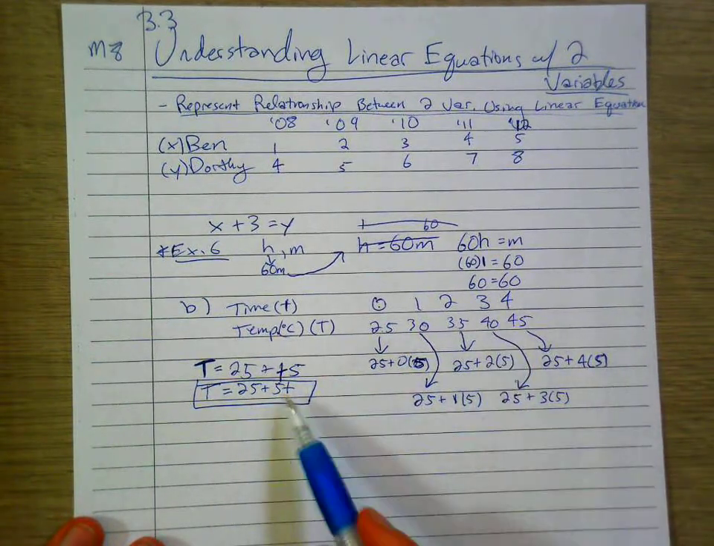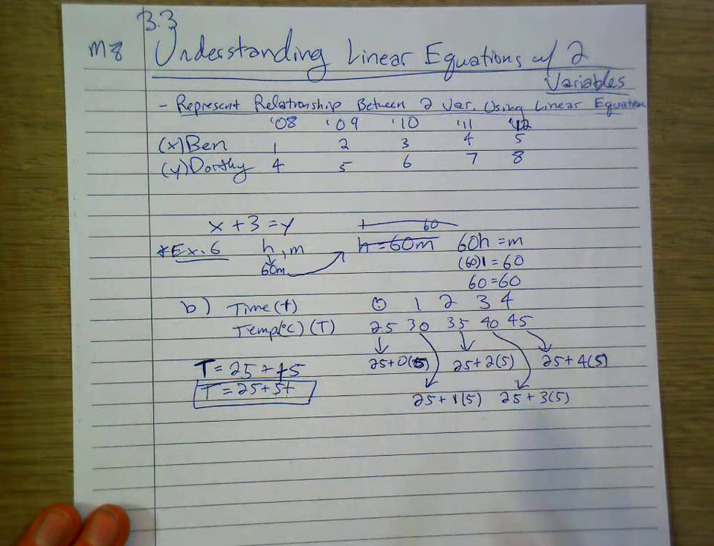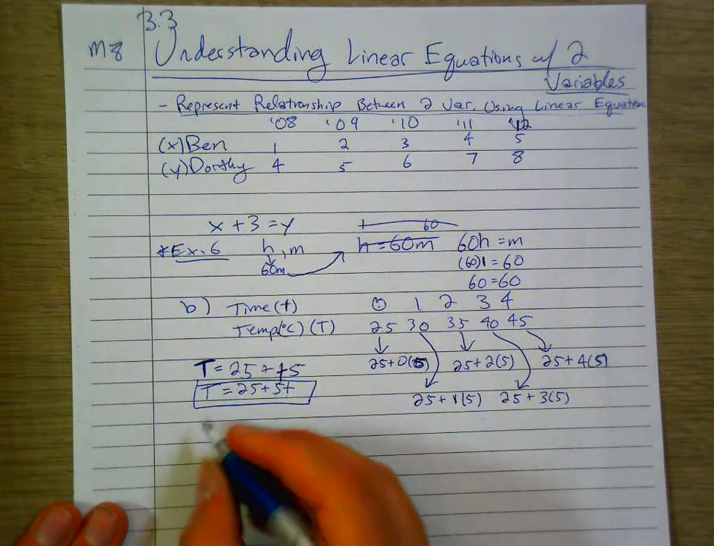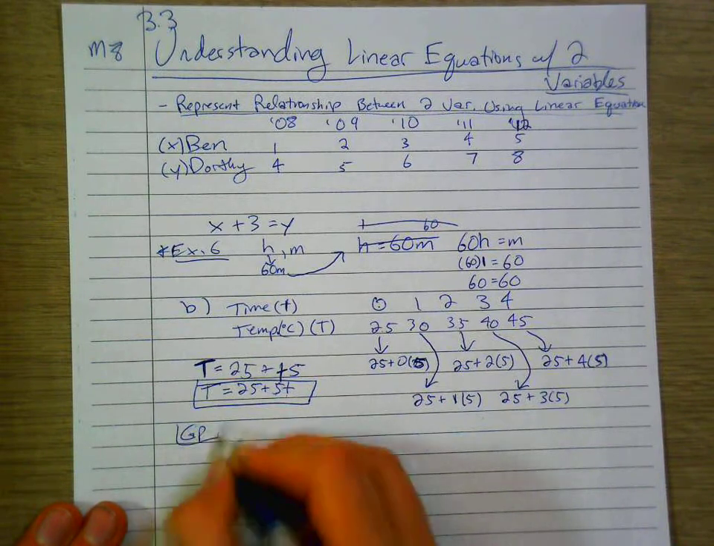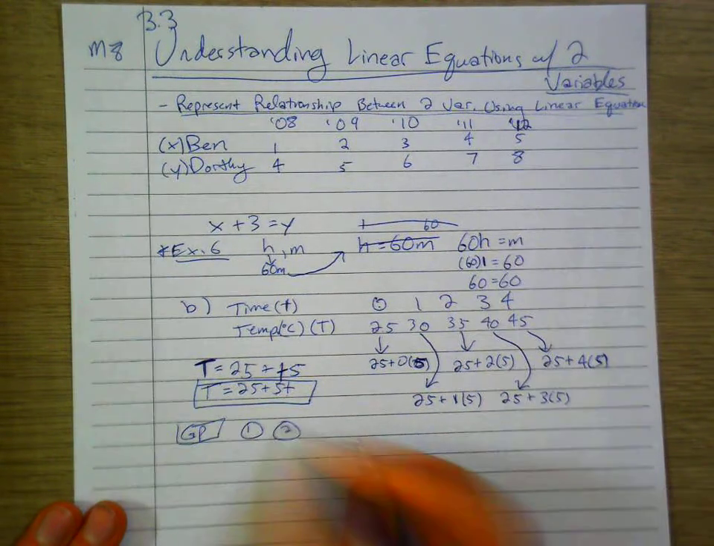If you put in 4 here, 5 times 4 is 20. 20 plus 25 is 45. And that works out. Try this in guided practice. See how it goes. 1 and 2.